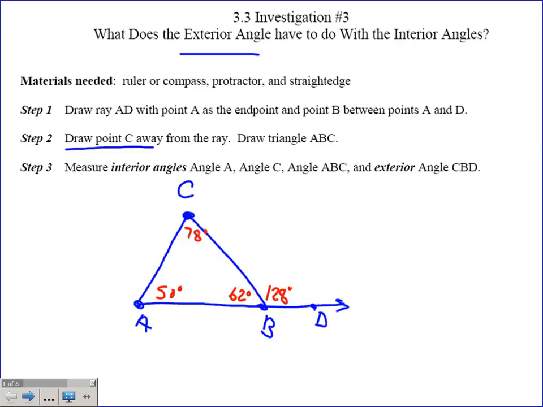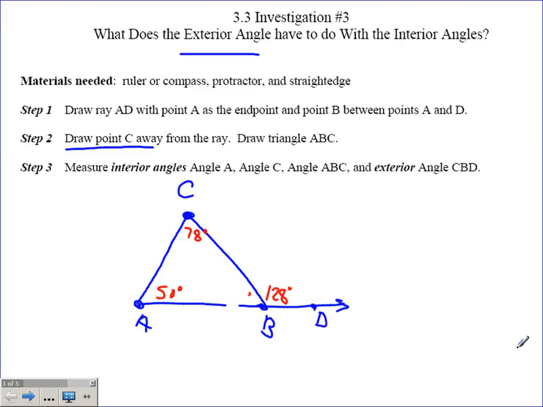Okay, so here we are. We have this triangle, and what does it ask us to do next? To discuss our results with our neighbor. Okay, so between the angle measures here, are you noticing anything in particular? Okay, this is 128 degrees. What does that have to do with any of these other angles? What does that have to do with these two angles in particular? What do you notice?